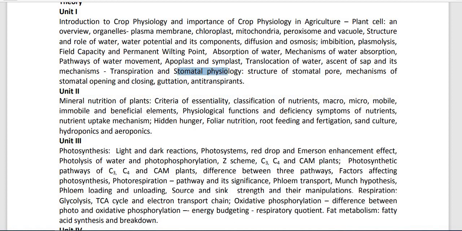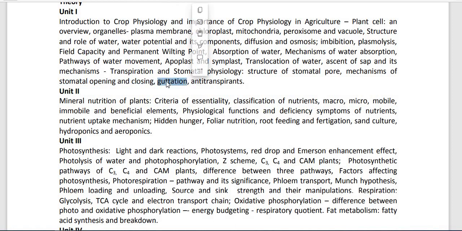Then coming to stomatal physiology, the stomata is made up of guard cells, which consist of a nucleus, chloroplasts, etc. So focus on the structure of stomata and try to figure out how the stomata look when open and closed. Then the structure of the stomatal pore also comes under stomatal physiology. Then the mechanism of stomatal opening and closing. There are three vital theories involved in stomatal opening and closing. Just see about those three theories. Then guttation.